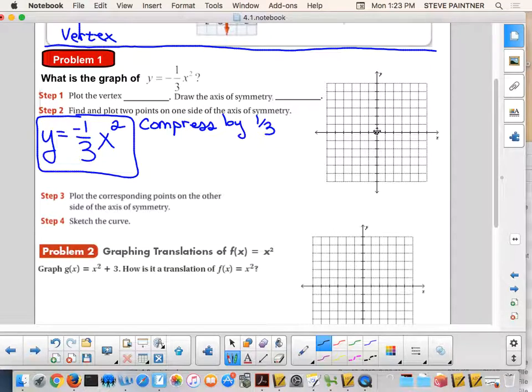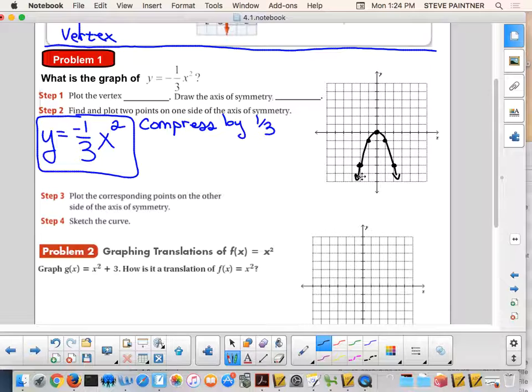0, 0 is the vertex, right? Typical parent goes right 1. But this is negative, so we're going to go right 1, down 1, right 2, down 4. Okay, guys, this would be the answer if we had negative x squared. But we have negative 1/3 x squared.